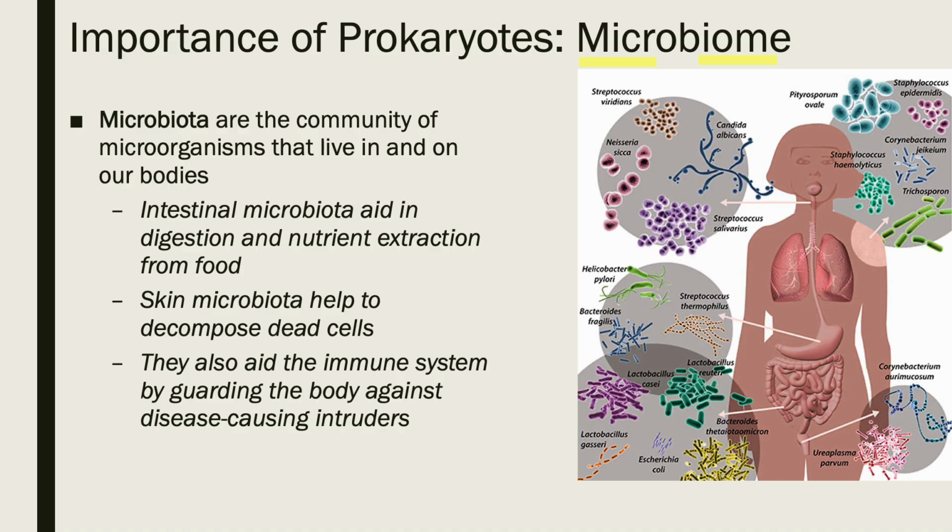So be able to recognize that term for sure, be able to define it. The intestinal microbiome helps us digest food and extract nutrients. The microbiome of our skin decomposes dead cells and also acts as a line of defense against pathogens. They also can aid our immune system by helping to guard the body against bad types of microbes like viruses or pathogenic bacteria like that Staphylococcus aureus or that staph that we learned about earlier.